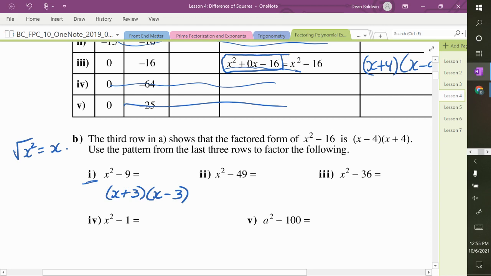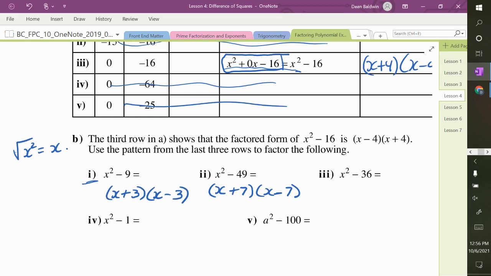So, two terms separated by a minus sign. What's the square root of 49? 7. Or what multiplies to 49? 7 and 7. And then one has to be positive, one has to be negative. That's the difference of squares. Difference of squares factoring is super easy when you recognize it. It's all about recognizing it, okay?